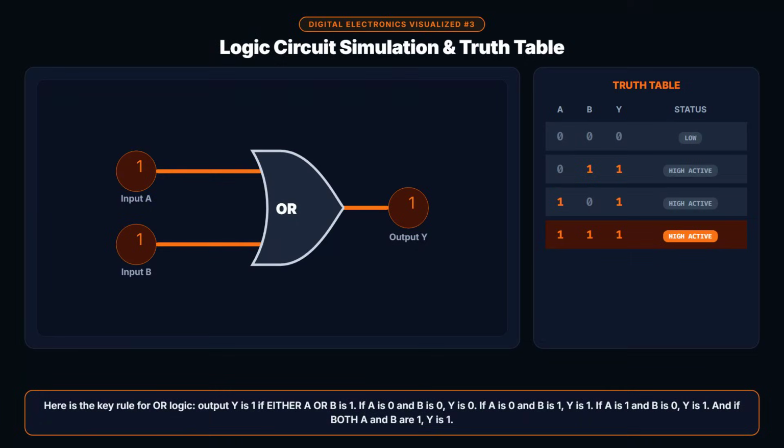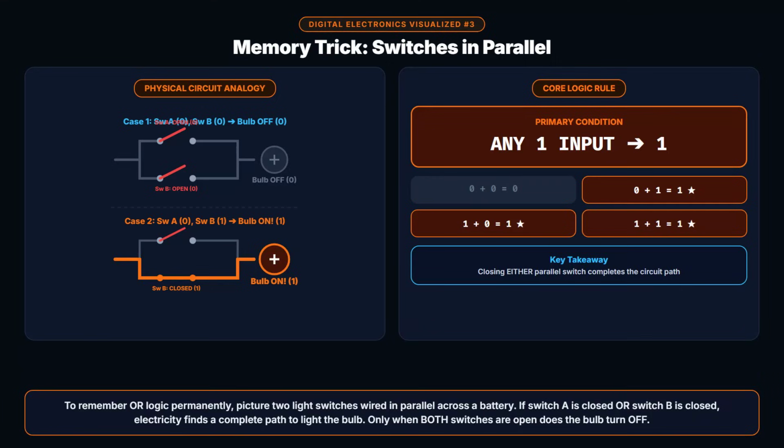To remember OR logic permanently, picture two light switches wired in parallel across a battery. If switch A is closed or switch B is closed, electricity finds a complete path to light the bulb. Only when both switches are open does the bulb turn off.